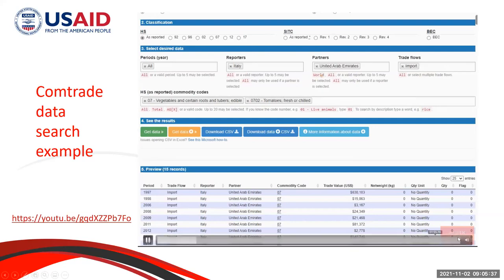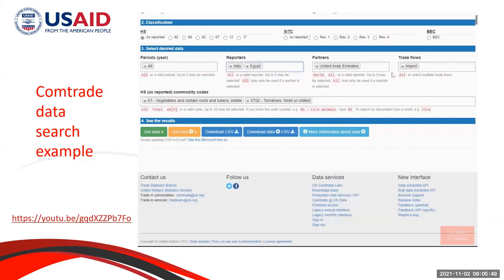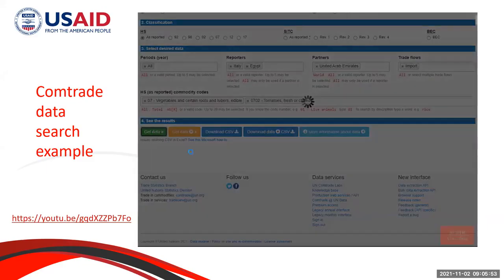Who's shipping vegetables and tomatoes into United Arab Emirates? So we plugged in Italy here. I've already done that. I will also plug in Egypt. So we choose Egypt and import. So I want to know the imports in United Arab Emirates. So I hit get the data.